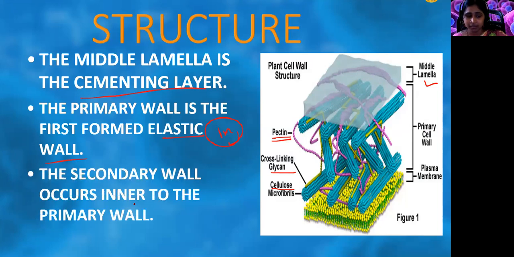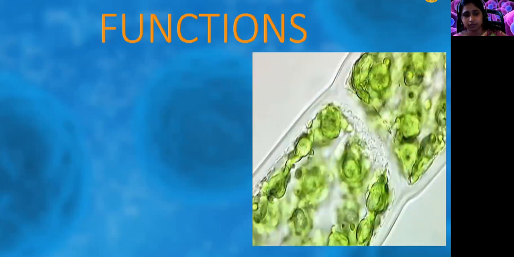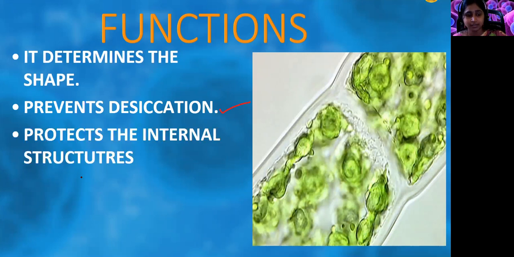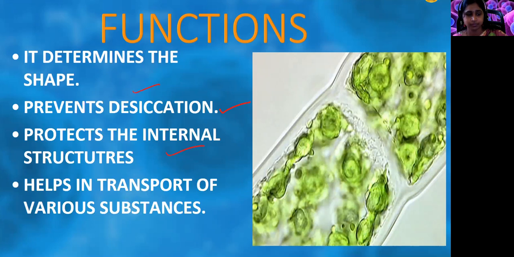The secondary cell wall occurs inner to the primary wall. So here only the primary wall we have marked. There is one more, like S1, S2, S3, three types of secondary cell wall. So what is the function of this cell wall? It determines the shape, prevents desiccation, protects the internal structure, and helps in transport of various substances.